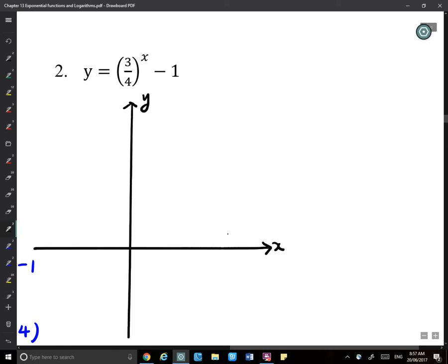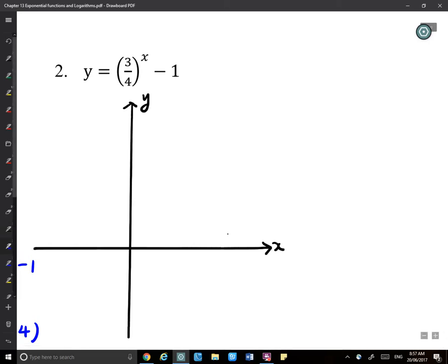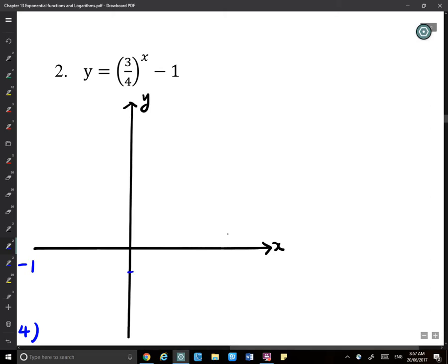Okay, the last number is -1. I will have -1 here. Asymptotes -1. So y equals -1.